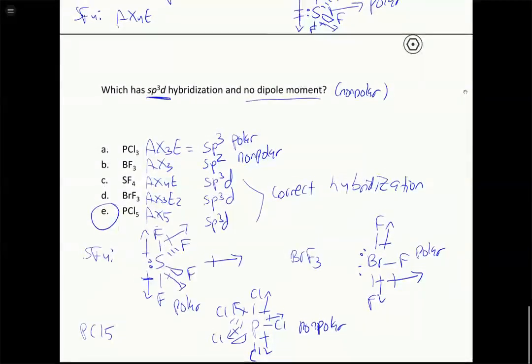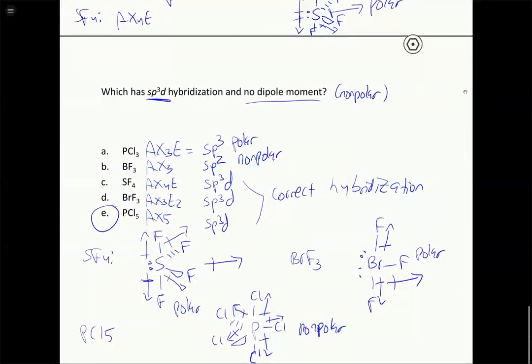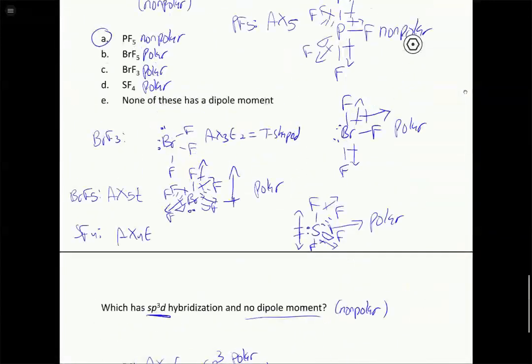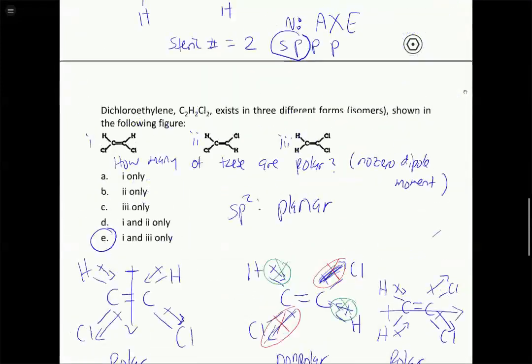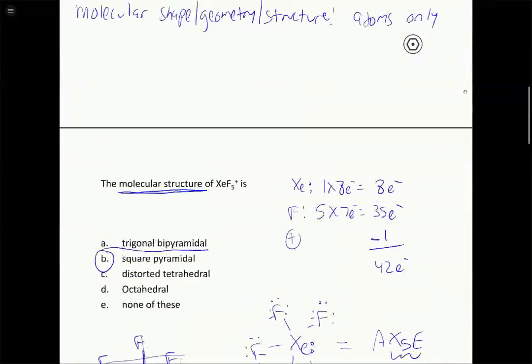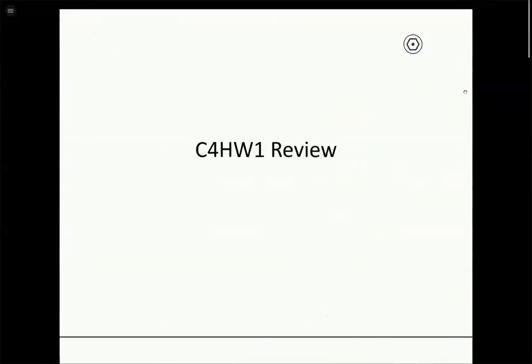Alright, that takes us to the end of the homework review. In summary, make sure you review molecular polarity. That was the part that seemed to be the most difficult for us on many of these. And for these AXE structures, each AXE notation has a polarity associated with it, either polar or nonpolar. So become familiar with those and really try to understand how the three-dimensional shapes relate to the polarity. The rest of the questions we did pretty well on overall.